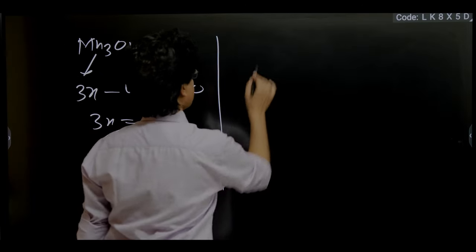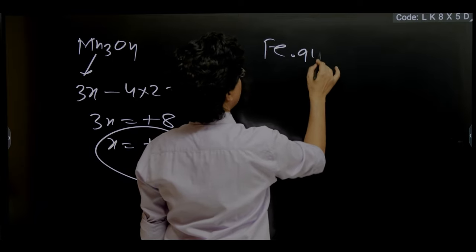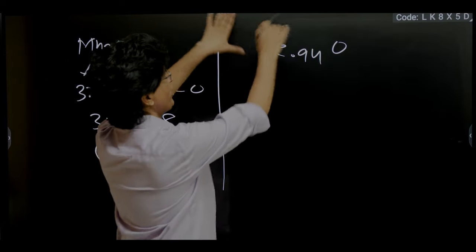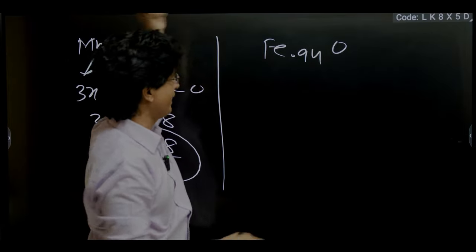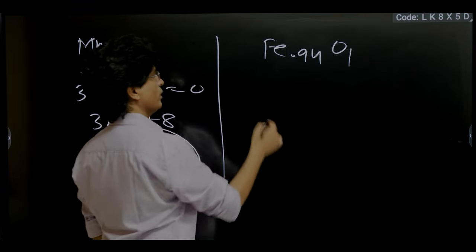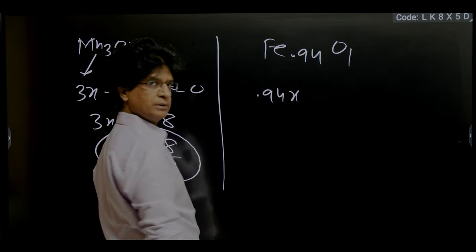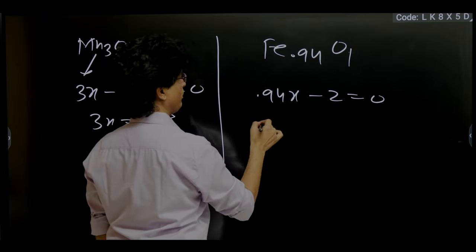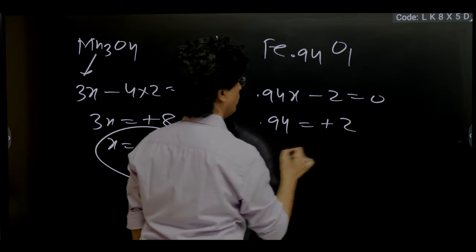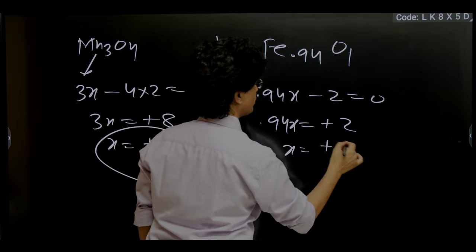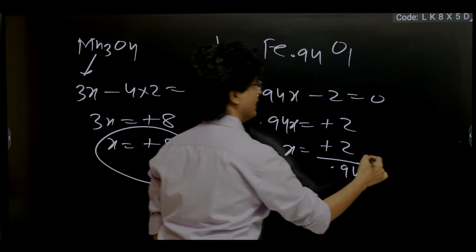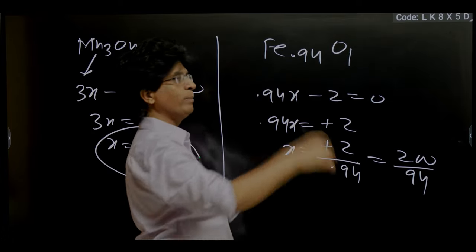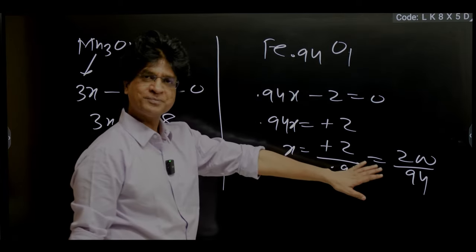Okay, chalo. There is a compound called Fe0.94O. Find out the oxidation number of iron. This is a non-stoichiometric compound. It doesn't matter, we'll find it out. So there is oxygen how much? 1. So 0.94x, 1 oxygen is what? Minus 2, equal to what? 0. So 0.94x will be equal to plus 2, and x will be equal to plus 2 upon 0.94. Simplify that. This can be like say 200 upon 94. Multiply up and down by 100. Will that be clear? Okay.